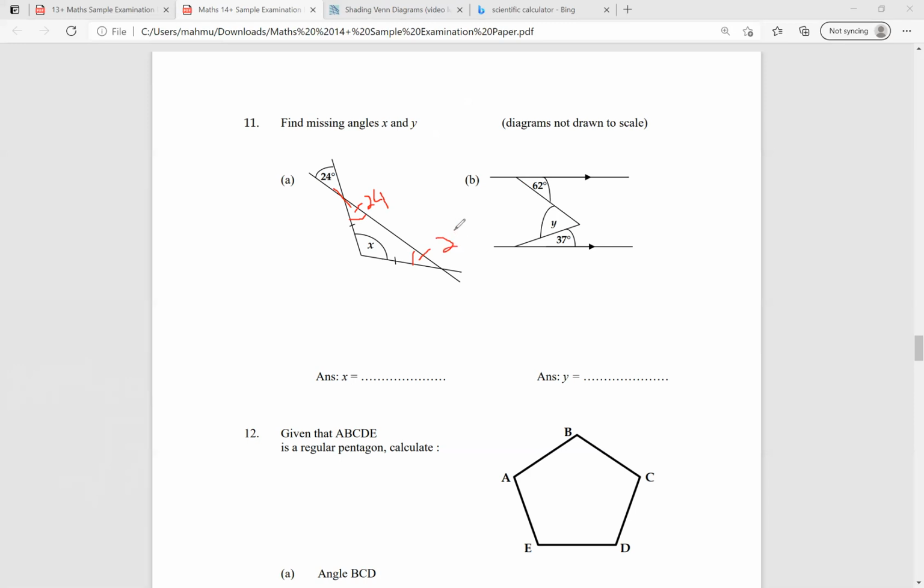So then it has to add up to 180. So 24 plus 24 is 48, 180 minus 48 is 132. So the answer is 132. So this is 132 and this was 115. Is that clear? So this one I put a line there and made it into a Z. This became 62 and this side became 53. Add them together and that gives you 115.